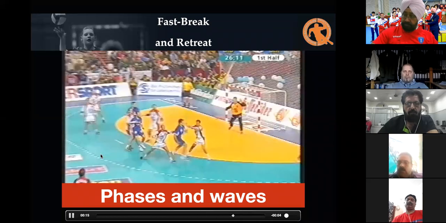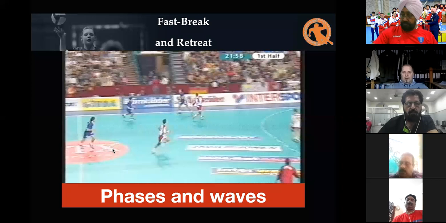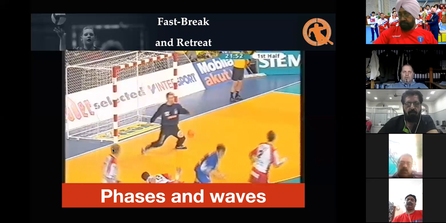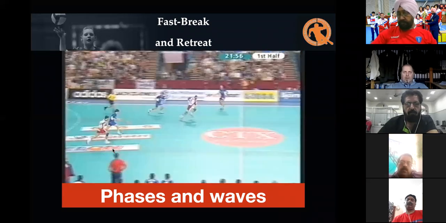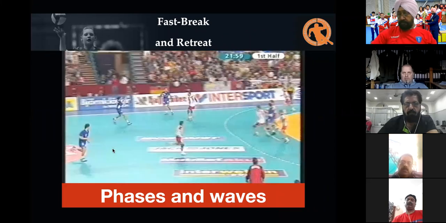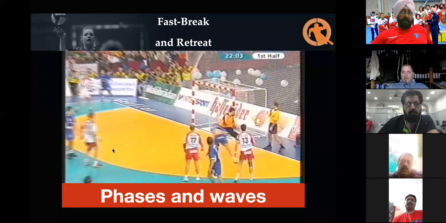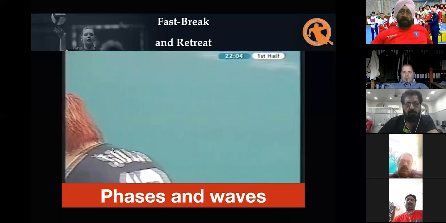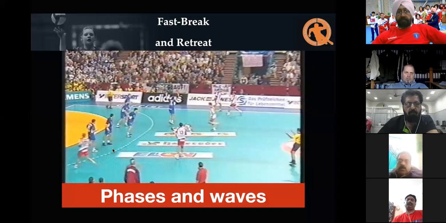Okay, second example, again from the same game. Another save from Croatian goalkeeper. No fast break first wave possible. Then they go, and again, same here. Right wing scoring. But now see the reaction of the German team. Very quick throw off, continuing, and shooting once again.